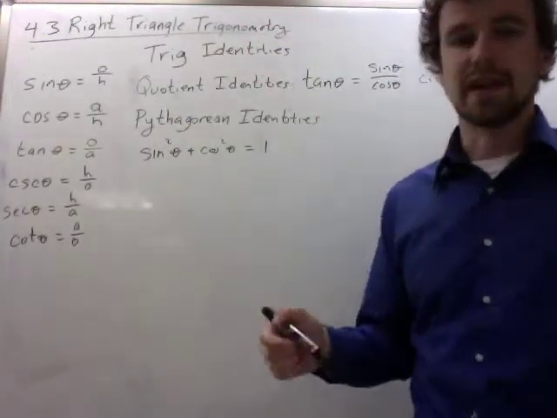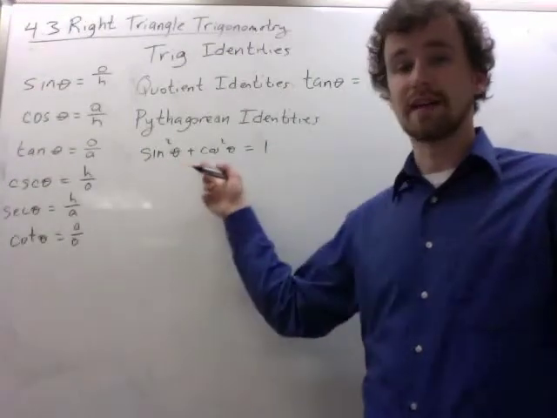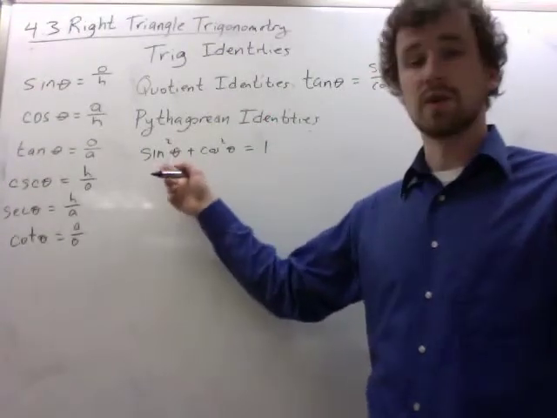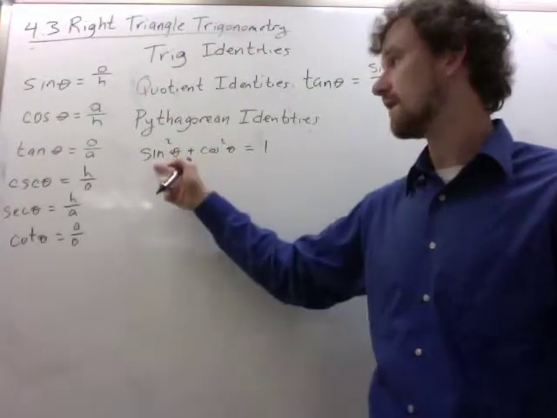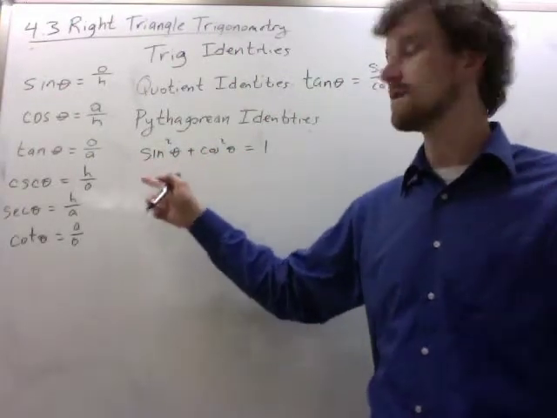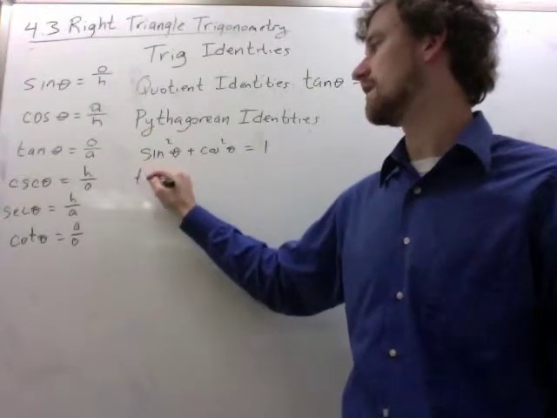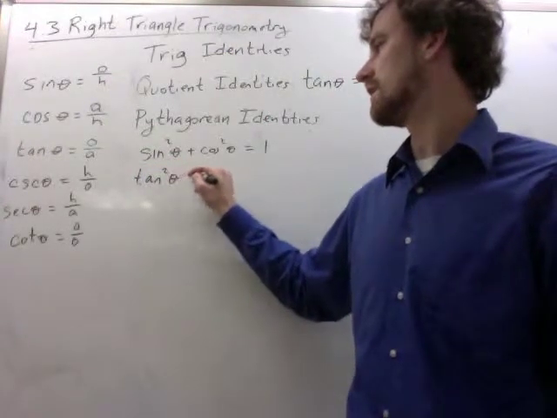Our second Pythagorean identity we can find just by dividing through by cosine squared of theta. If we divide each of these terms by cosine squared, sine over cosine is tangent, so sine squared over cosine squared is tangent squared.